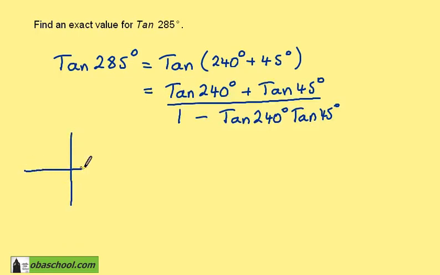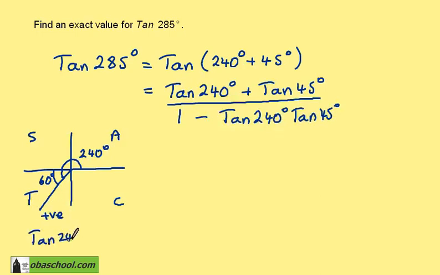If we draw a CAST diagram, A, S, T, C, 240 degrees is here, and the associated acute angle is 60 degrees. Since we're in the T quadrant, the tangent of 240 degrees will be equal to the tangent of 60 degrees. And we should know our exact values and know that that is root 3. So tan 240 is root 3.